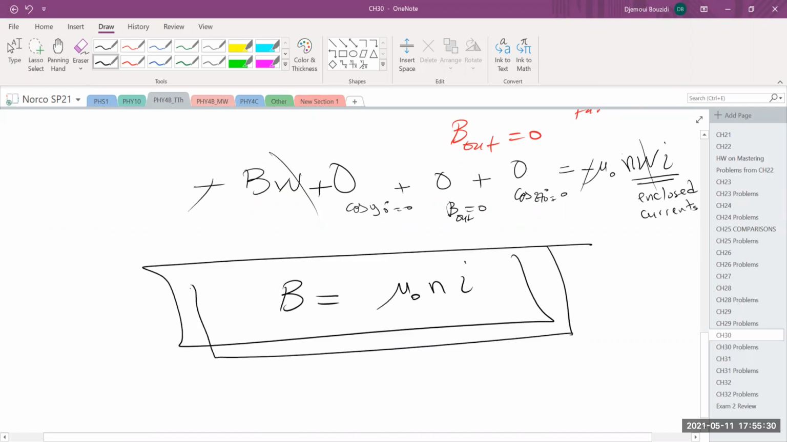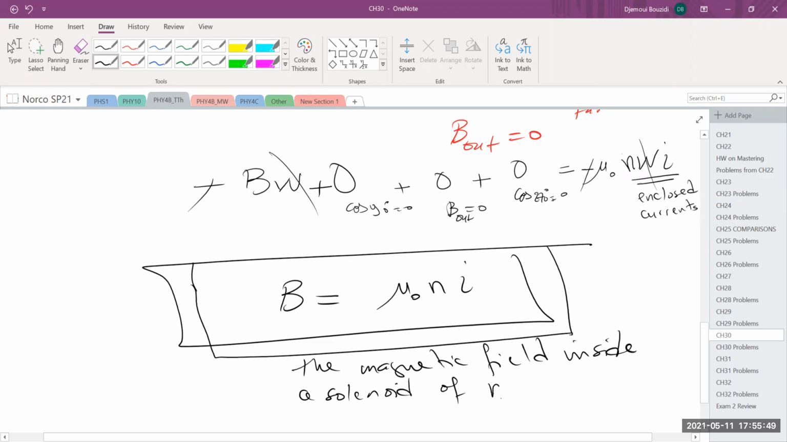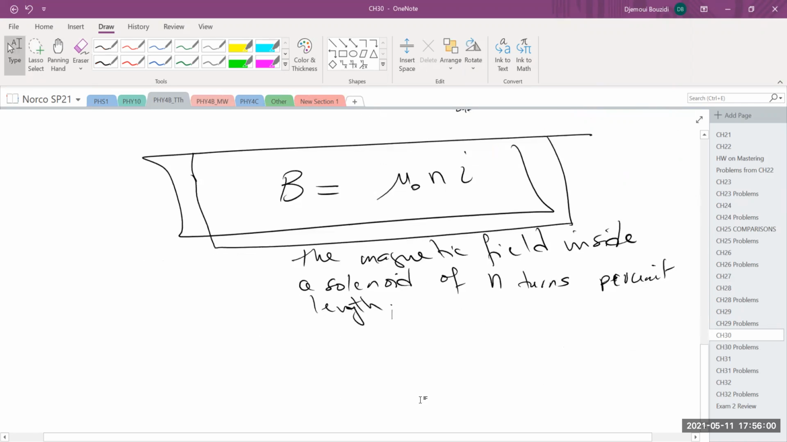This is a very important result for a solenoid. Actually, a very important result for a solenoid. So this is the magnetic field inside a solenoid of N turns per unit length. Okay. That's a very important result.